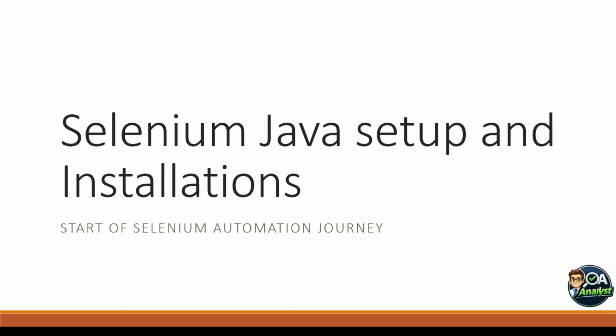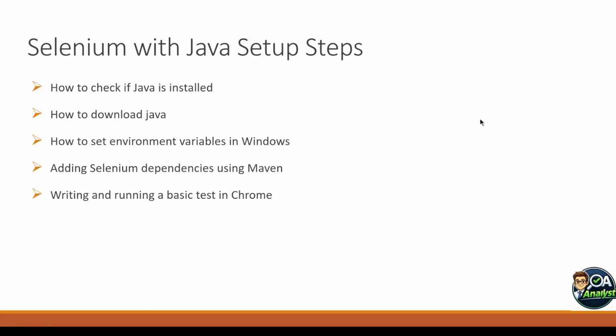In today's session, we are going to do something very practical. We will be setting up Selenium with Java step by step in our machine. We will cover how to check if Java is installed in your machine or not, how to download Java if it is not already installed, how to set environment variables in Windows, how to add Selenium dependencies using Maven, and at last we will also see writing and running a basic test in Chrome.